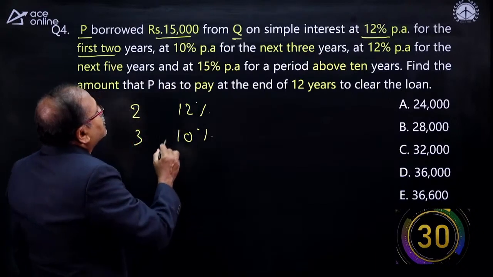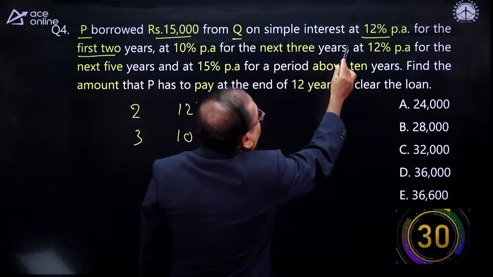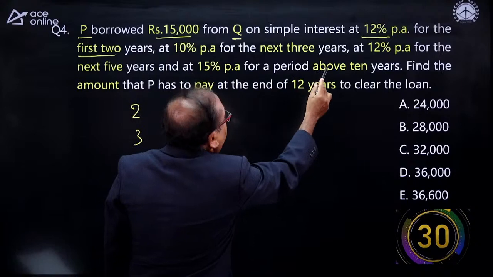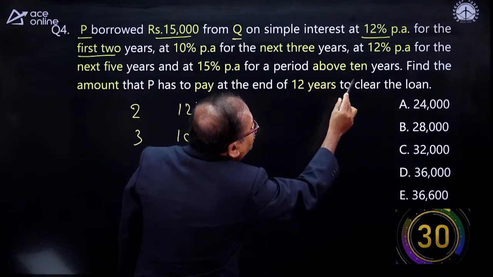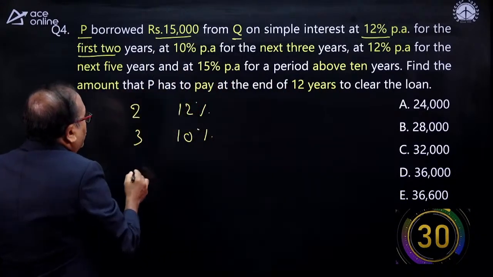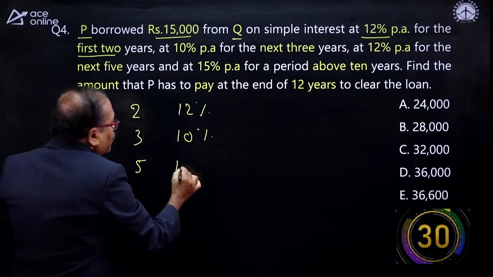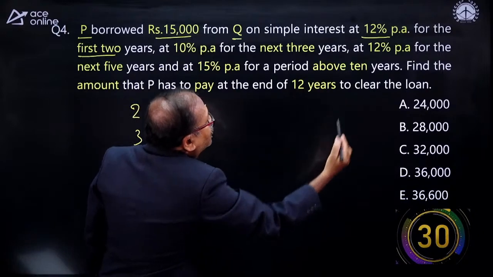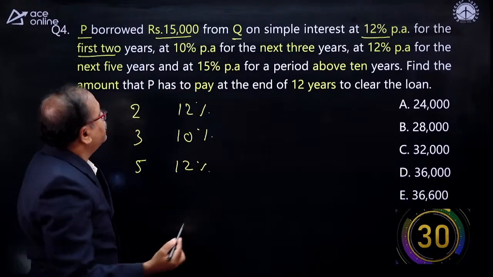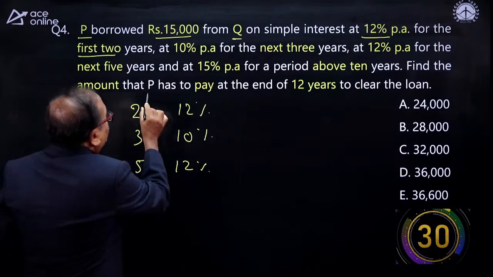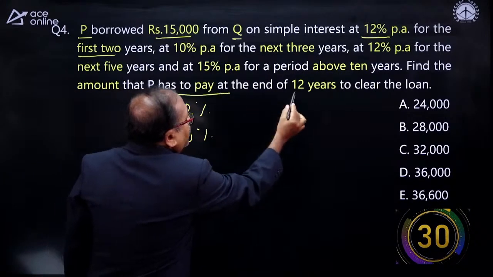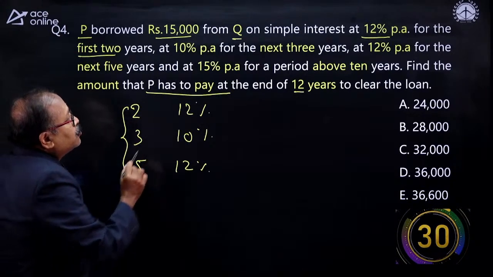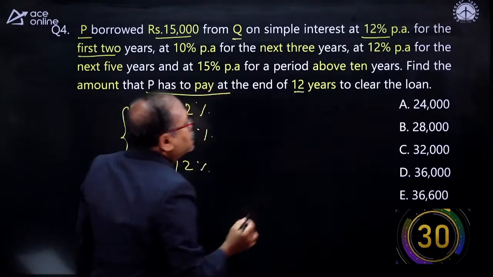Is there something wrong here? Q charges interest at 12% for the first 2 years, 10% for the next 3 years, and 12% for the next 5 years. So for the next 5 years 12%, and then 15% for the period above 10 years. And the amount P has to pay at the end of 12 years. So here I notice that this is 10 years. The total is for how many years? 12 years.